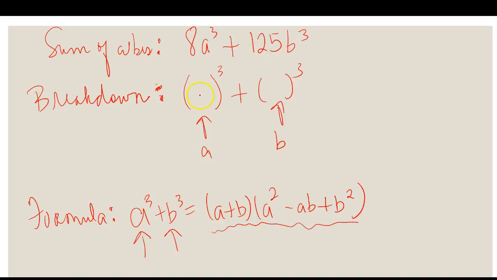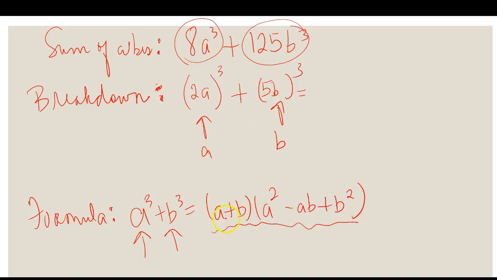Now, to find the a and the b that go in the formula, all you're doing is finding the cube root of each term. A calculator can help you with that. What times itself three times will give you 8a cubed, or in other words, what is the cube root of 8a cubed? And it's 2a. What's the cube root of 125b cubed? It's 5b.